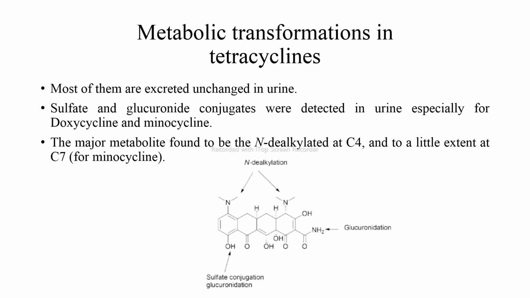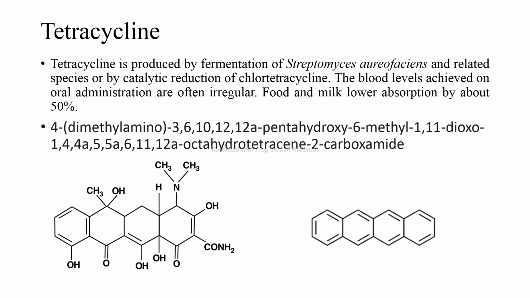Okay. So these few types of metabolic reactions take place in the tetracyclines. One is N-dealkylation, then at the second position glucuronide conjugation, then at the 10th position sulfate as well as glucuronide conjugation reactions are observed. Now we will study the drugs one by one.